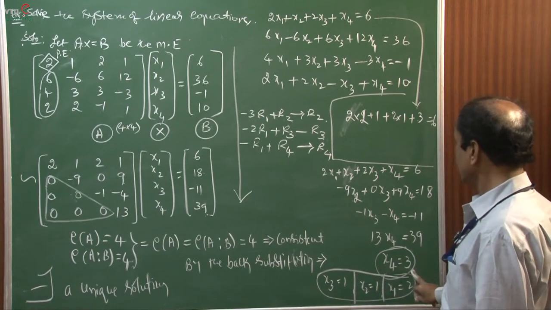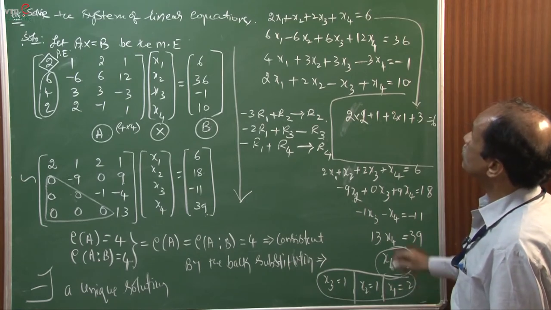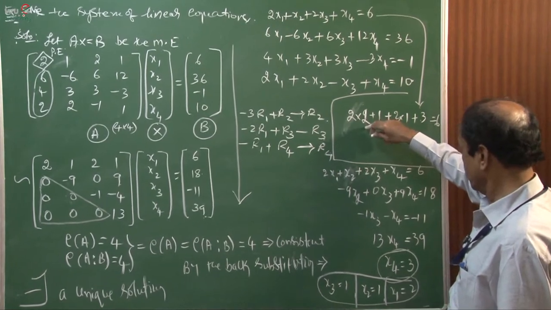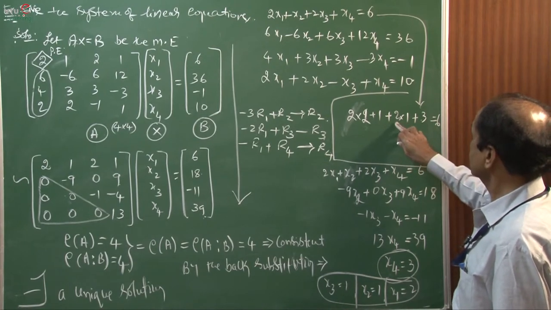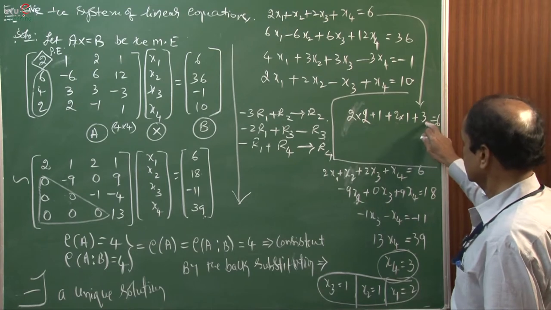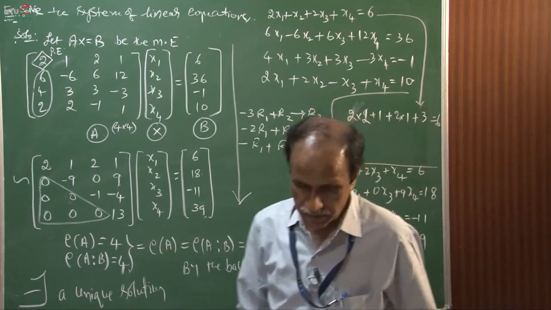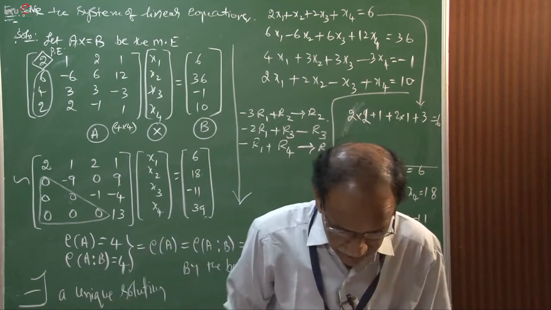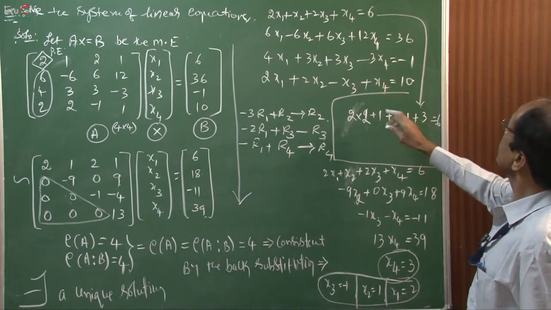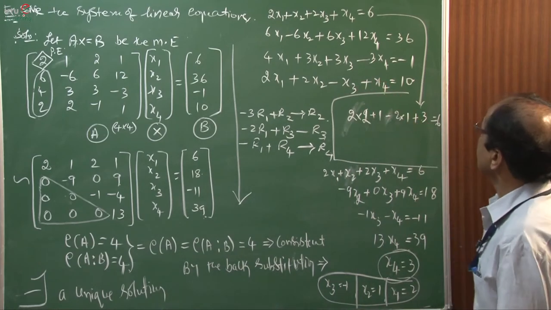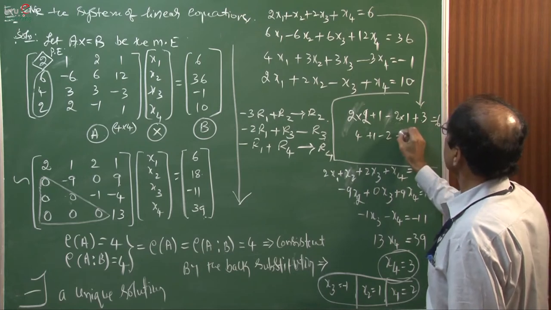x4 is equal to 3 and x3 is equal to 1, x2 is equal to 1 and x1 is equal to 2. 2x1, that is 2 into 2. And x2, that is 1. And x3, that is 1, and this is 3. So 3 plus 1 is 4, 4 plus 2 is 6, plus 4, 10. No, x3 is minus 1, sorry. Here x3 is minus 1 means this is minus 2. Then 4 plus 1 minus 2 and plus 3.